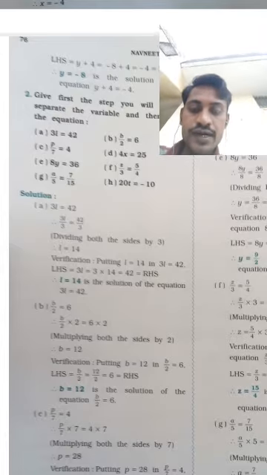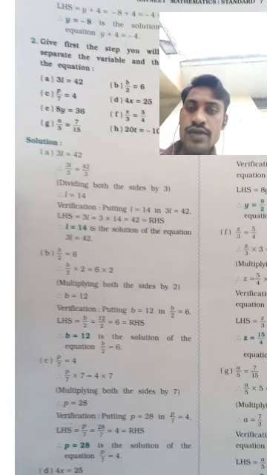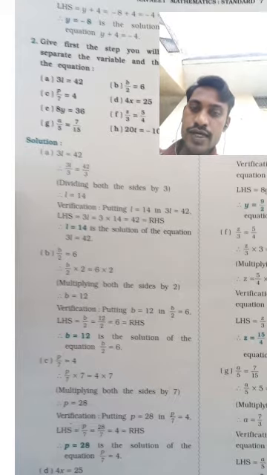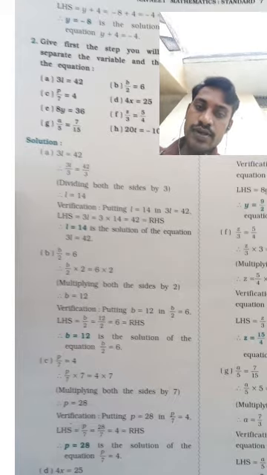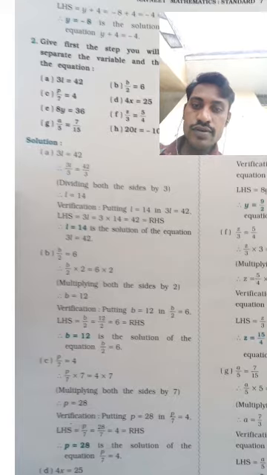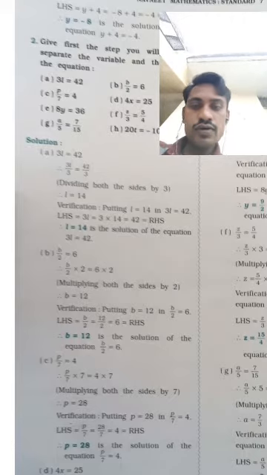Understood this one? Now B number, b by 2 is equal to 6. Now here we have to multiply by 2 on both sides. So b by 2 multiplied by 2, 6 multiplied by 2. The 2 cancels, so b remains only, and 6 times 2 is 12. So b is equal to 12.